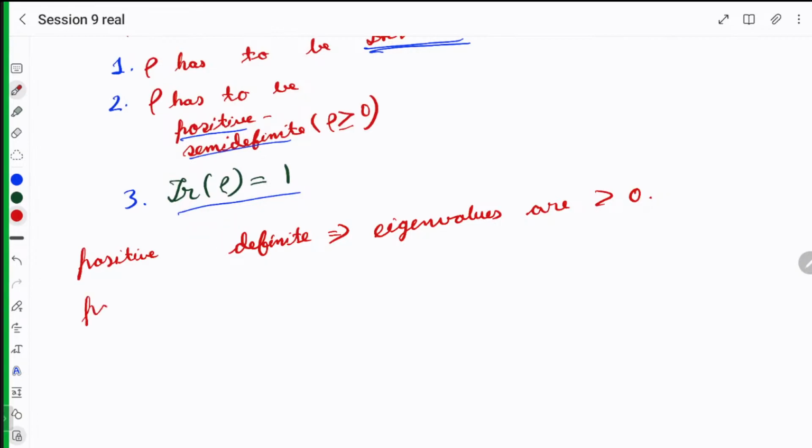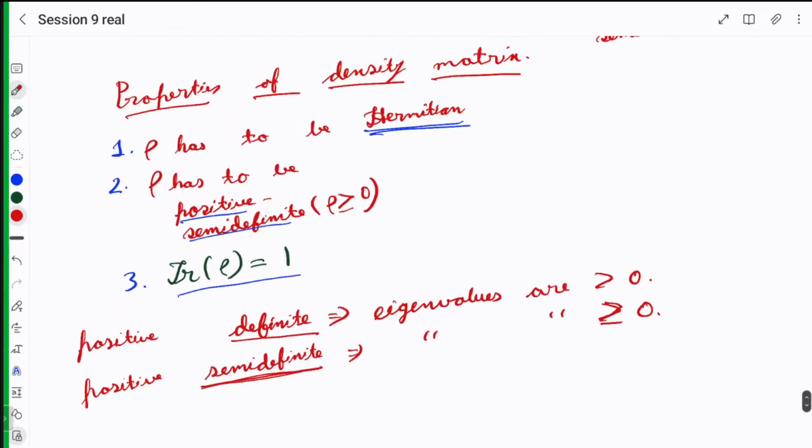And what does positive semi-definite mean? This means that eigenvalues are greater than or equal to 0. That is the difference between semi-definite and definite. Definite means that it is definitely greater than 0. Semi-definite means that it can be greater than 0 or it can be equal to 0 as well. So that's what semi-definite means.